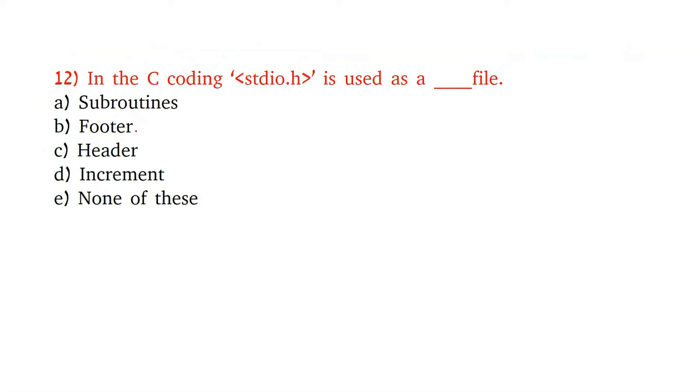In the C coding, studio.h is used as a dash file. A. Subroutines, B. Footer, C. Header, D. Increment, E. None of these. सही आंसर है C. Header.